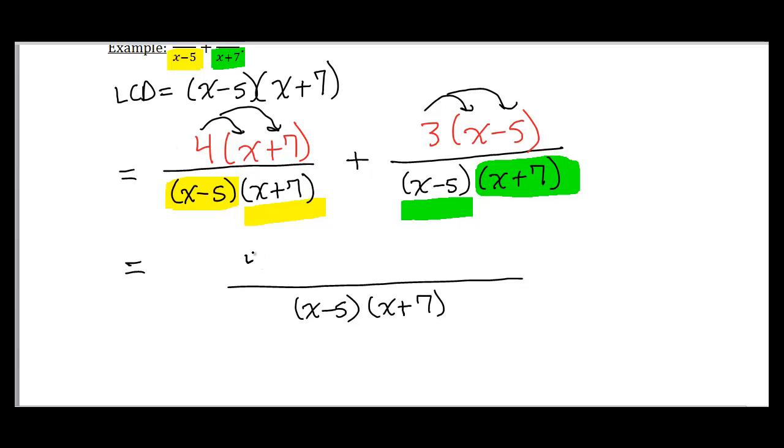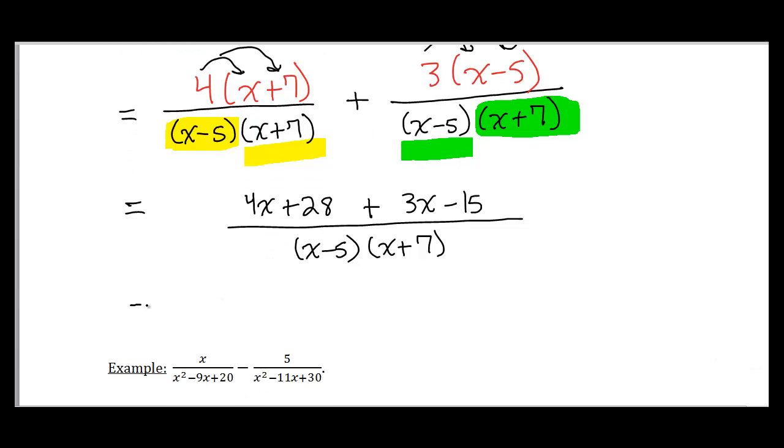This is going to be a 4x plus 28 plus a 3x minus 15. And the rest is just simplifying. I have a 4x and a 3x, which gives me a 7x. And a 28 minus 15, which gives me a 13 over x minus 5 times x plus 7.